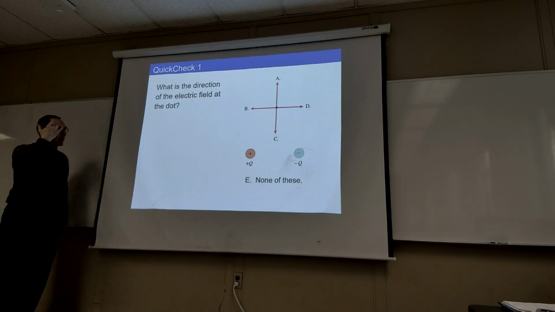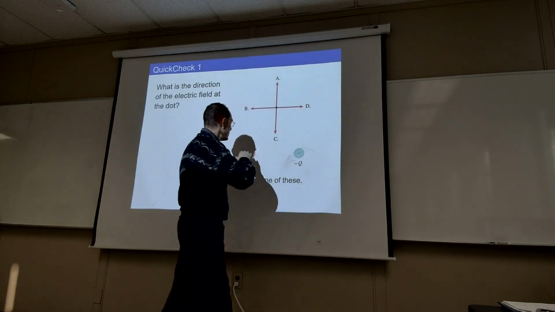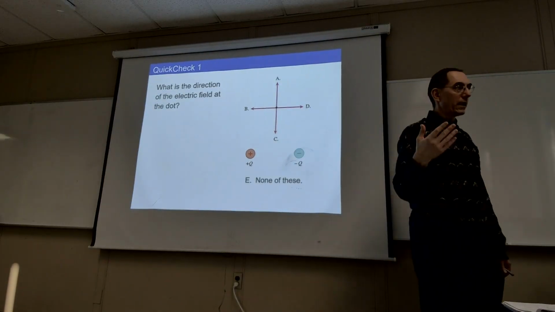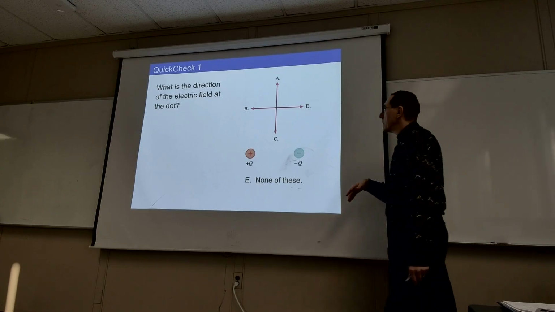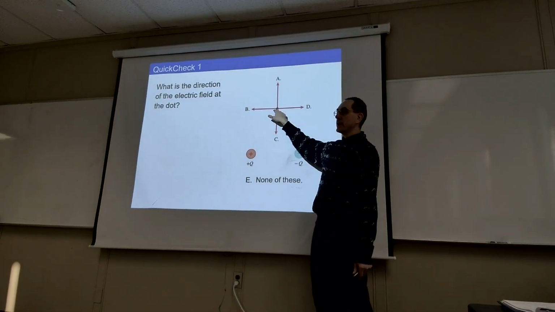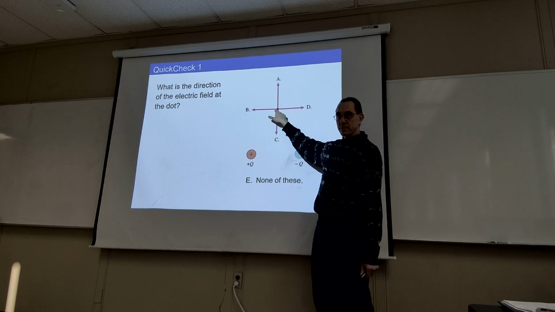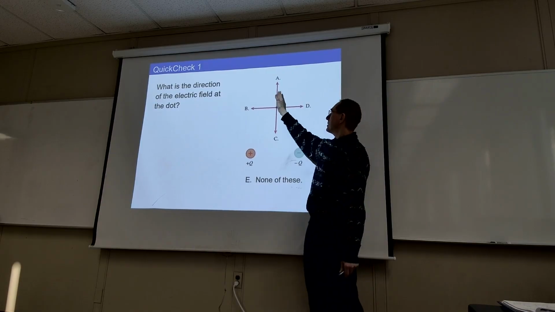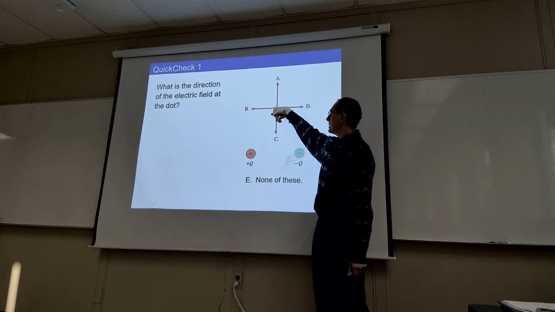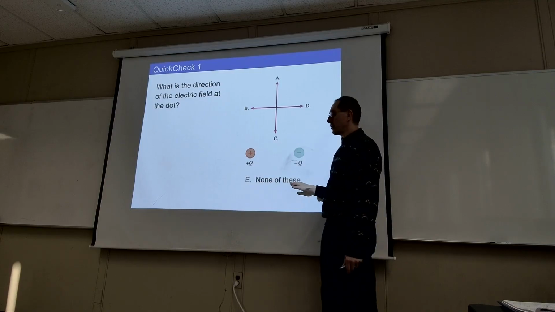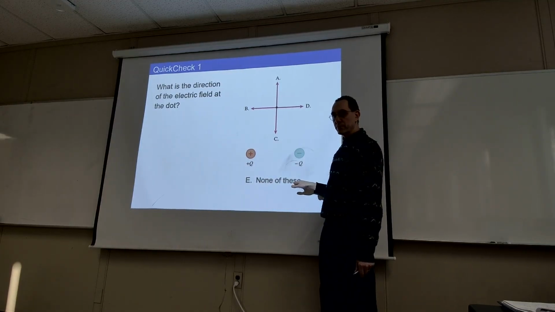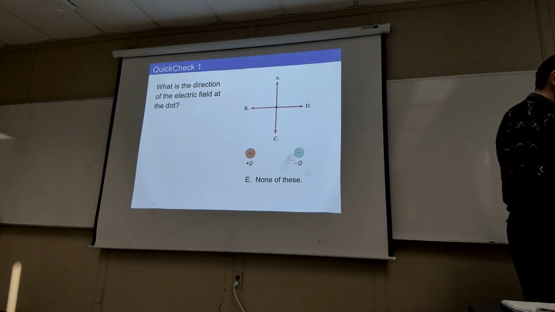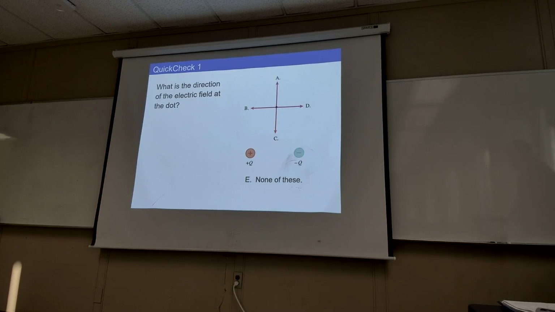Okay, so here's the question again. I have here two charges now, plus Q and minus Q. They're equal in magnitude, but opposite in sign. I want to know, what is the direction of the net electric field at the position of the dot? And the way you're going to answer here is, if you think the answer is up, you use A, left B, down C, right D. If you think it's something else, you'll vote for E. Okay? So think about this for a minute, and then we'll see where everyone's thinking here.